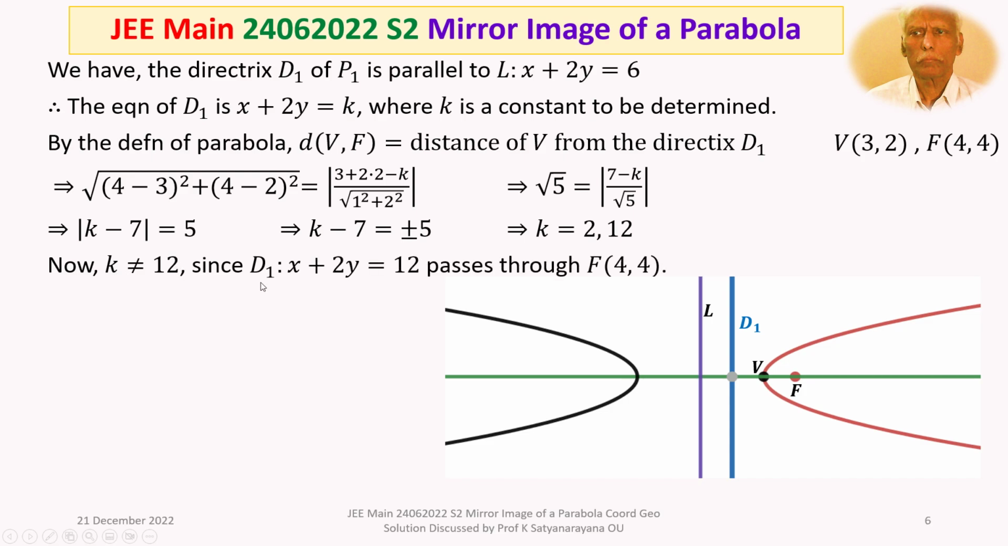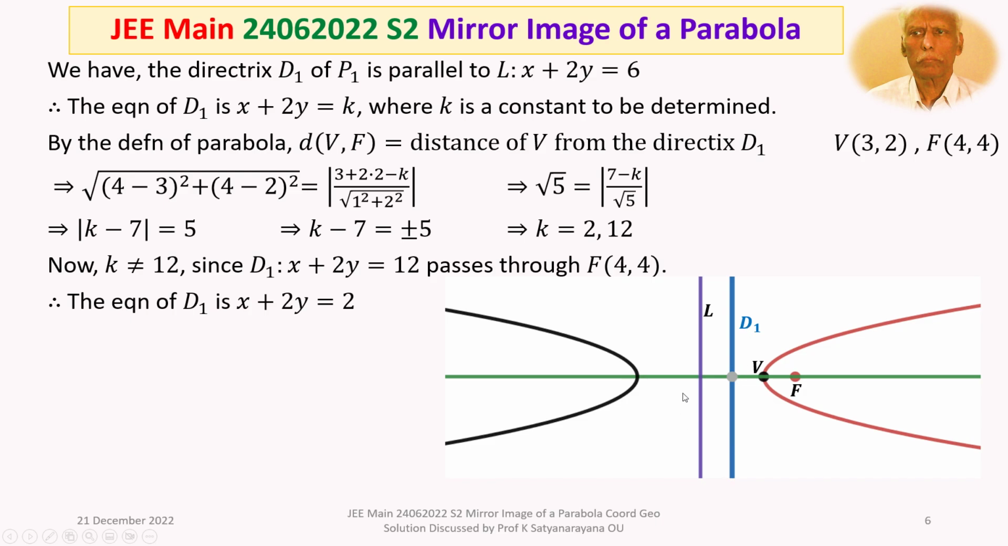Why k is not equal to 12? Because if you take directrix equation x plus 2y is equal to 12, then (4, 4) satisfies this equation: 4 plus 2 times 4, that is 8 plus 4, 12. It passes through the focus. That means the directrix is passing through the focus, which is absurd. Therefore, k cannot be 12. So k is equal to 2. So the directrix d1 of P1 is x plus 2y is equal to 2.